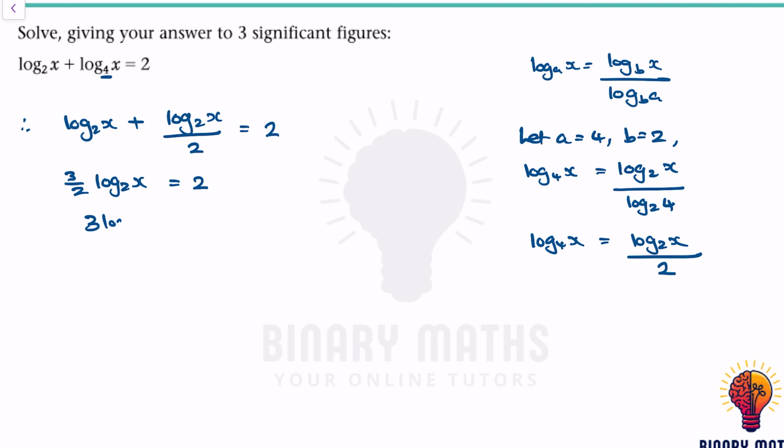Which means 3 log base 2 of x is equal to 4, by multiplying both sides by 2. If I divide by 3, I get log base 2 of x is equal to 4 over 3.